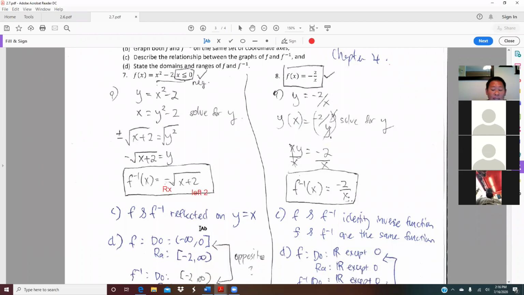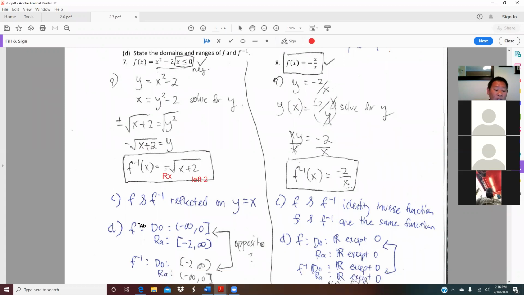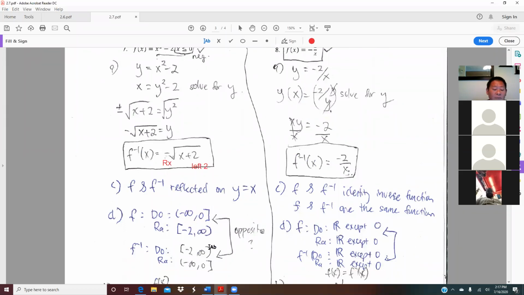Then you need to describe the relation. The relation is very easy: you just say it's reflected on y equals x. So for question C, if they ask you for the relationship, the answer is always reflected on y equals x. Then you find the domain and range of f and the inverse. As I told you, if you know the domain and range of the original function, you just flip them, and that's how you find the domain and range of the inverse function.